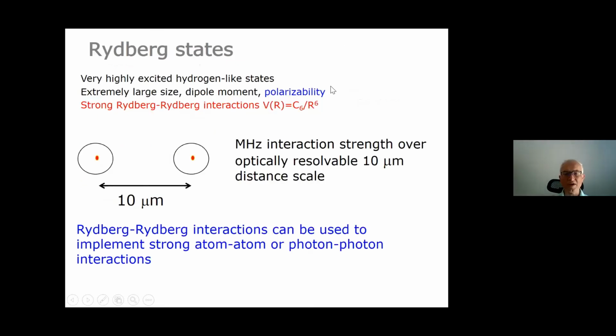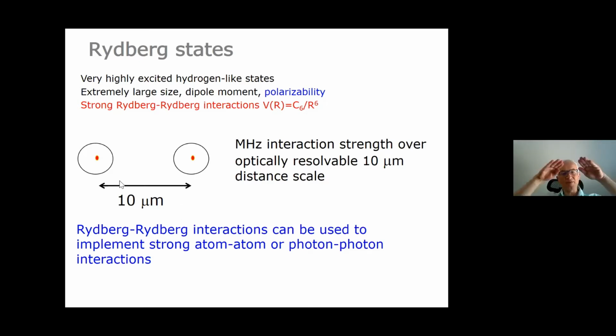So how does this whole thing work? In this example we space atoms by 10 micrometers or so, and when we use the van der Waals interaction, C6 over R to the 6, if you go to a high enough quantum number, say n equals 70 or n equals 100, we can have megahertz-strength interaction between atoms over this distance scale.